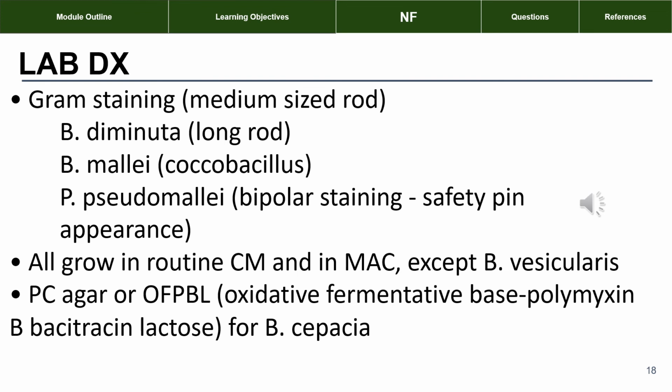You have to memorize this class, the three different kinds of species and their descriptions. So all grow in routine culture media and in MacConkey agar, except your Burkholderia vesicularis. Your PC agar or OFPBL, your oxidative fermentative base polymyxin B bacitracin lactose. This one is used for your Burkholderia cepacia.